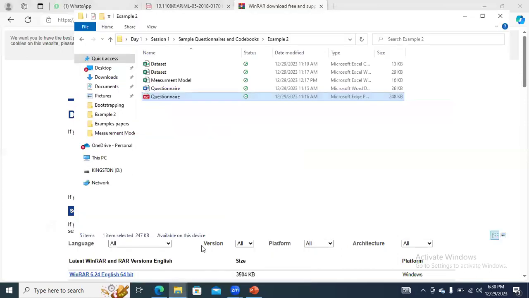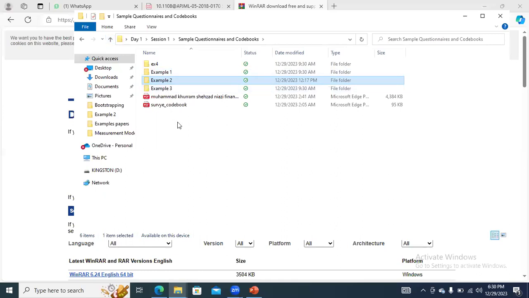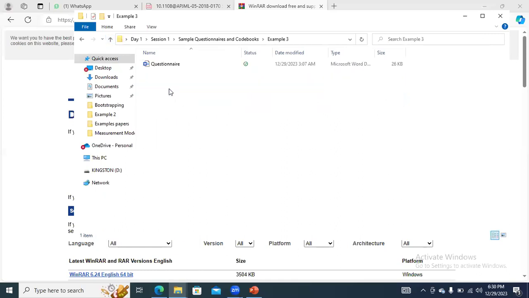So when you adopt a questionnaire from a study, it will become the adopted questionnaire. And when you change some parts of this study, it will become the adapted questionnaire.